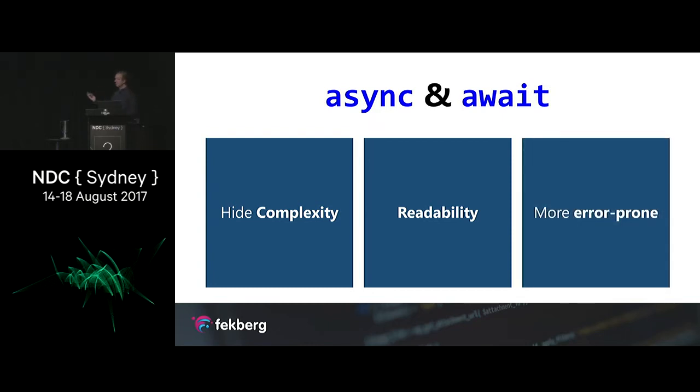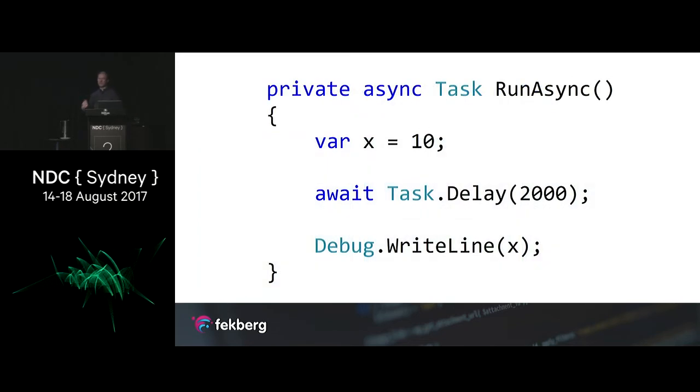But the problem here is that it does become a little bit more error prone. So this means that we are introducing async and await. We know that working with TPL can be a little bit hard and problematic, and now we're just going to add even more things to make it even more confusing. So in this case here, we have a simple method. The idea is that we want to run this method asynchronously. So the first thing that we do is mark it with the keyword async.